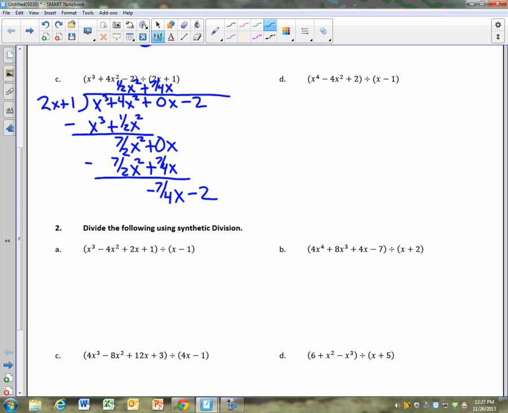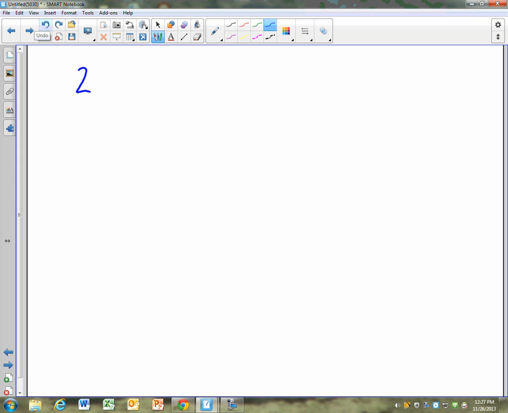Now we ask the question, what do you multiply 2x by to get negative 7/4? If you don't know it, set up the equation. 2 times something is equal to negative 7/4. Divide by 2 or multiply by 1/2. X is negative 7/8.